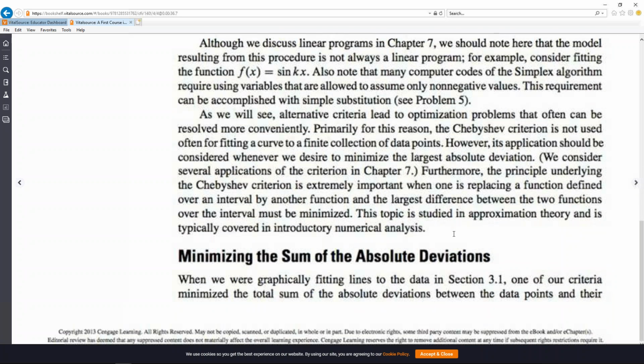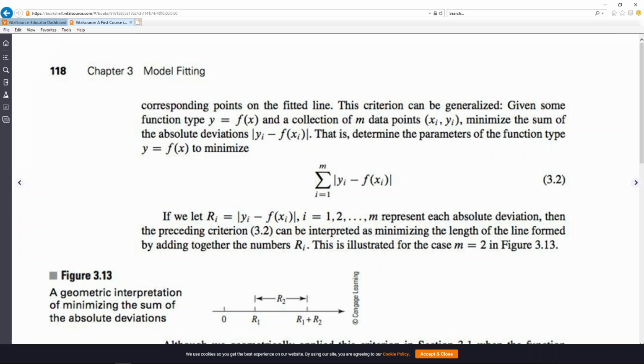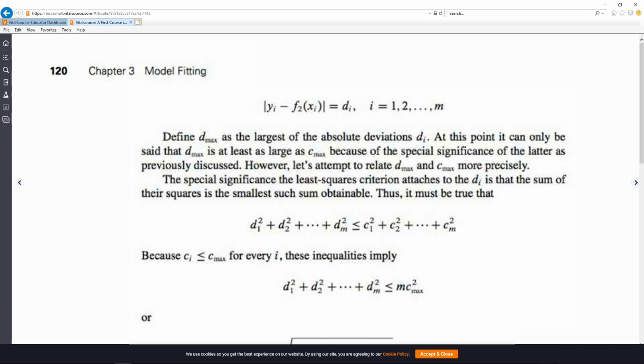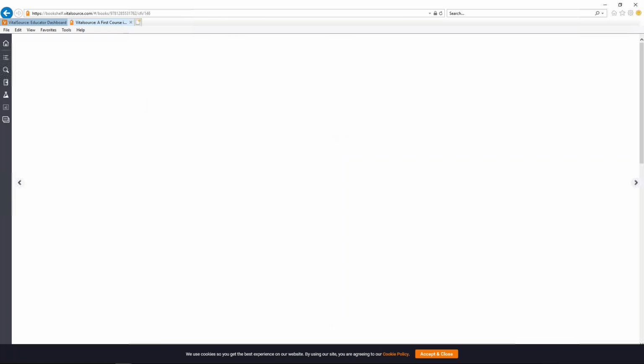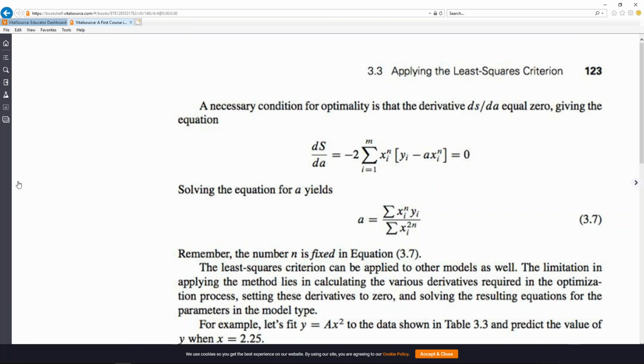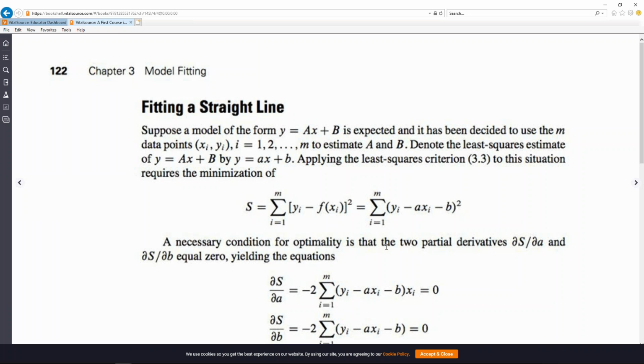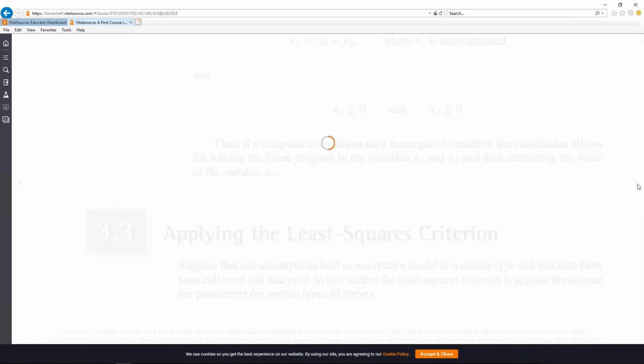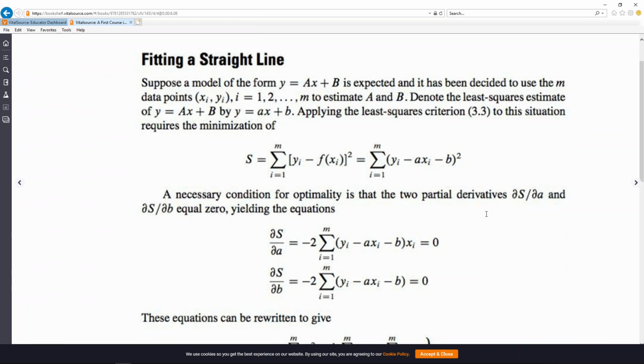So we already have this. And then I also want to continue with another example in the textbook that talks about how to minimize that difference. And then I want to go to the next example. That would be the least square criteria. So this is another possible metric that we're trying to minimize.